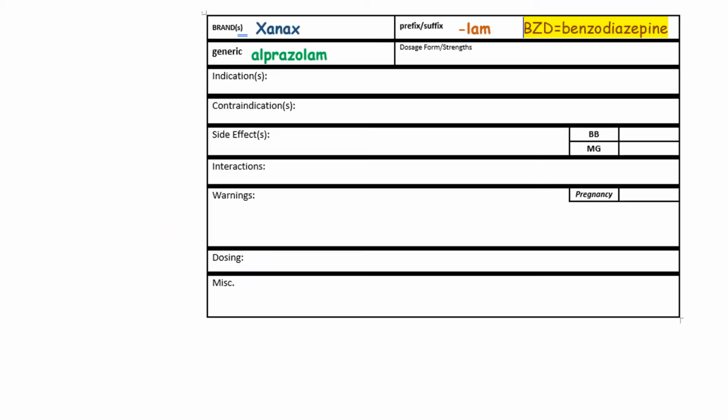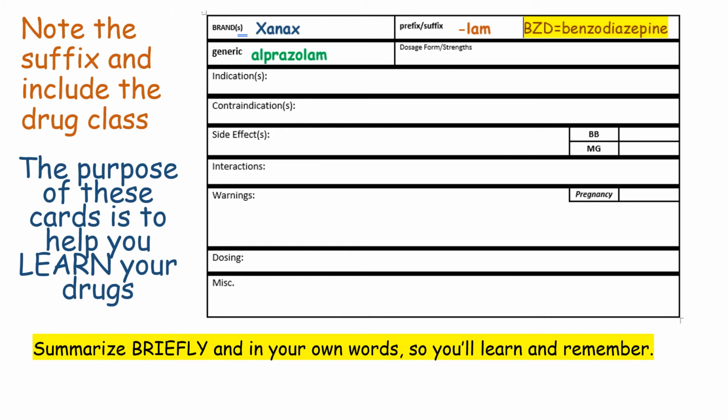Okay, so we've got the card so far. We've got Xanax. We've got the LAM. It's a benzodiazepine. If you notice the suffix, include that in the drug, so we call that the prefix suffix, that's the drug class, and so I just added the drug class right here. The purpose of these cards is to help you learn. You want to summarize everything briefly using your own words. You can also use abbreviations, and I have a whole sheet of abbreviations I use. If you use them and you use them consistently, then it'll save you a lot of time.